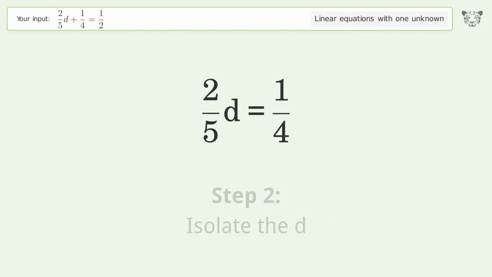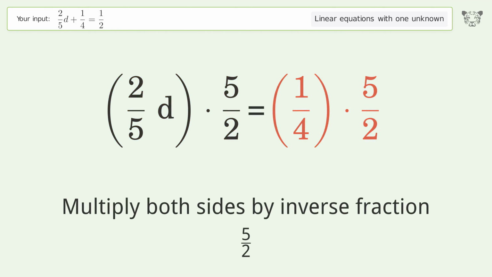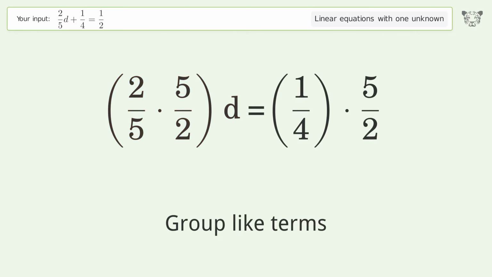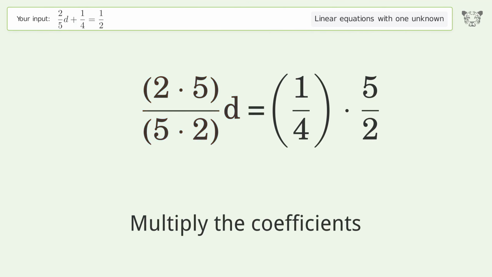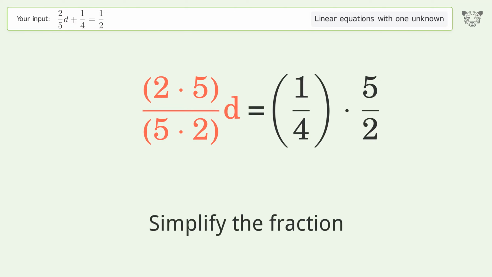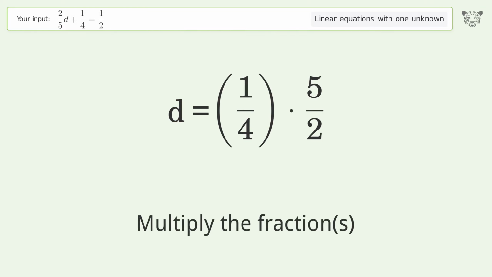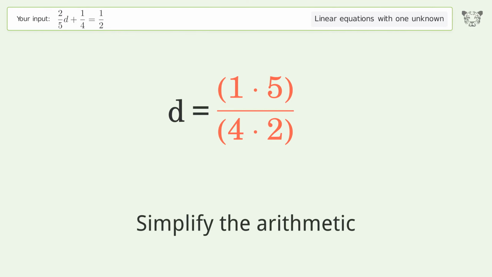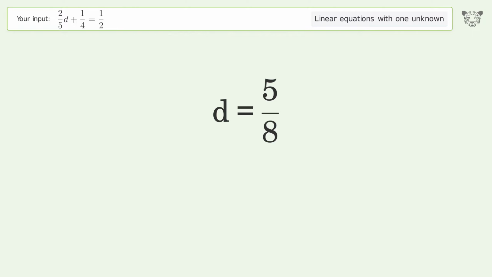Isolate the d. Multiply both sides by inverse fraction 5/2. Group like terms. Multiply the coefficients. Simplify the fraction. Multiply the fractions. Simplify the arithmetic. And so the final result is d equals 5/8.